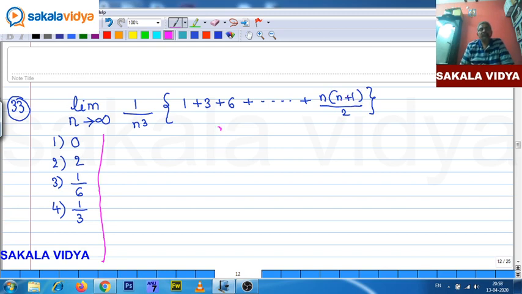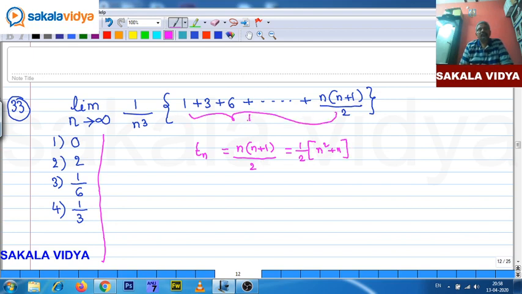Suppose the nth term is T_n equals n into (n plus 1) by 2. We can write this as half common, n square plus n. Now, let us say the sum to n terms is S_n. S_n is given by sigma T_n, that means half common, sigma n square plus sigma n.